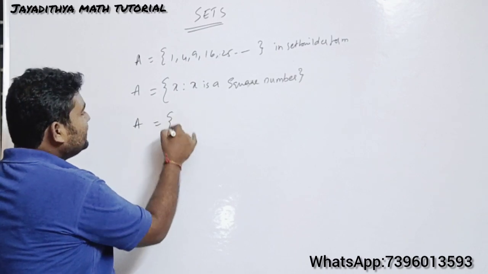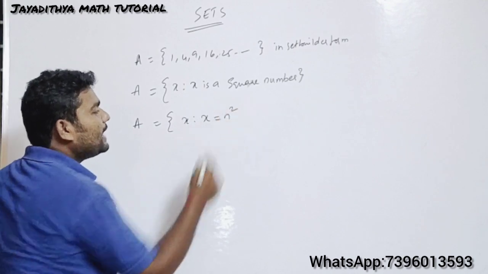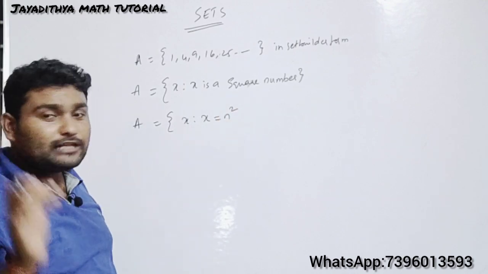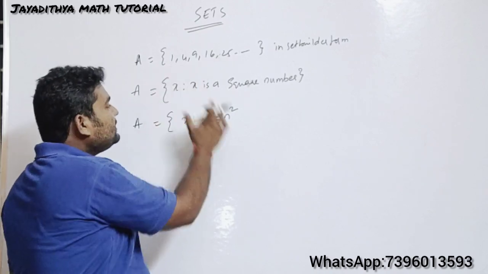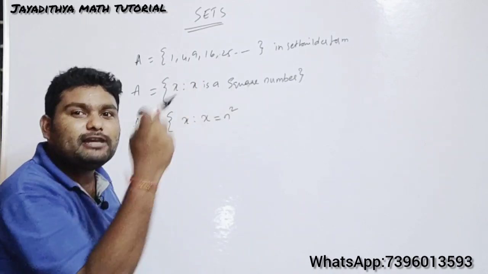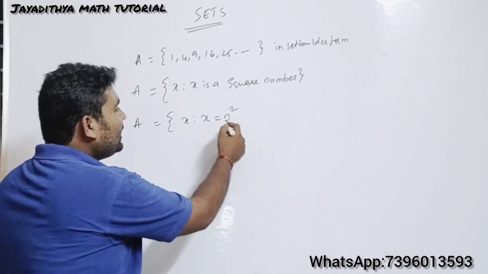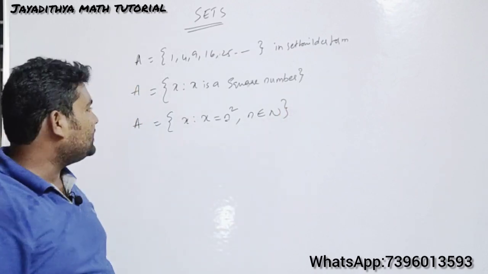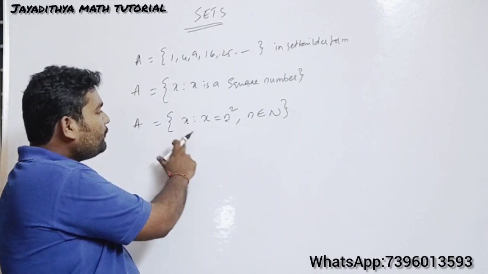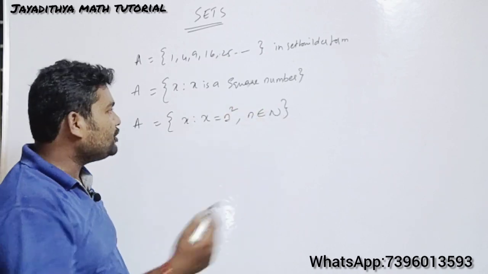So A is the set of all x such that x is equal to n square. Why? Because every x is nothing but an element, right? So the element I am taking as n square. Now I will write the condition for n. So what is n here? n belongs to natural numbers. That's all. So A is the set of all x such that x is equal to n square and n belongs to natural numbers, the set of natural numbers.